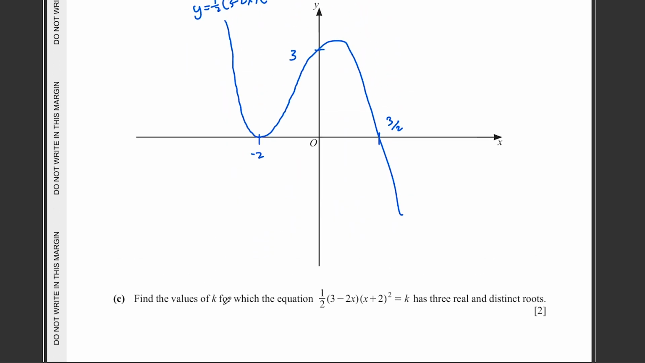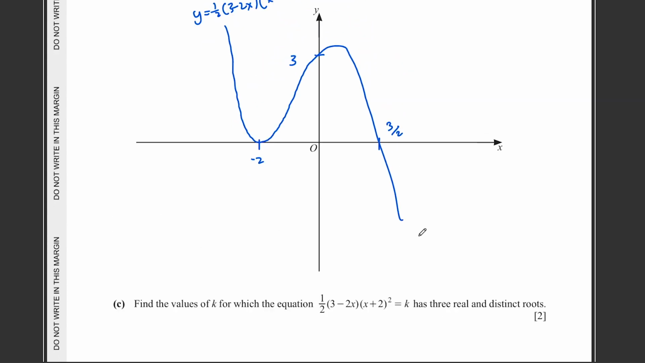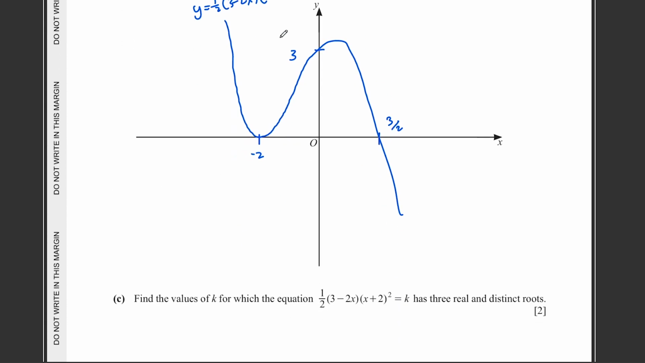Okay, find the values of k for which this equation has 3 real and distinct roots. From this graph, we need to find for which values of k the line will intersect the graph 3 times. 1, 2, 3. So we can see the limits here will be from this point and also the x-axis. So k must be in between these two values.